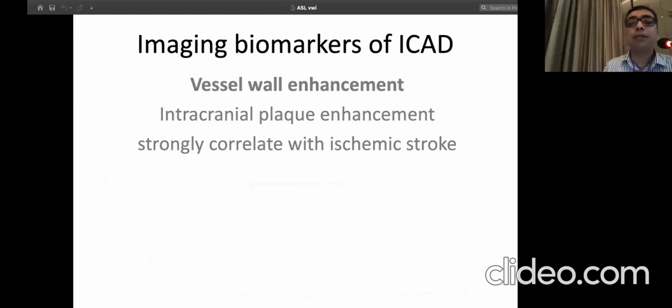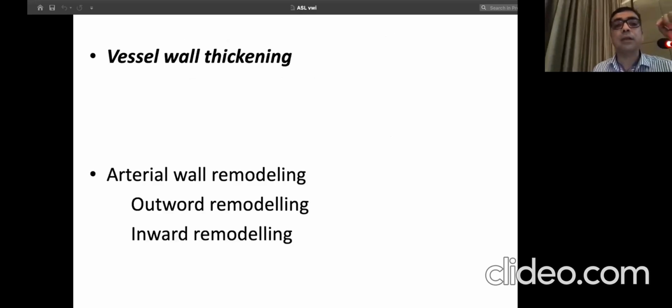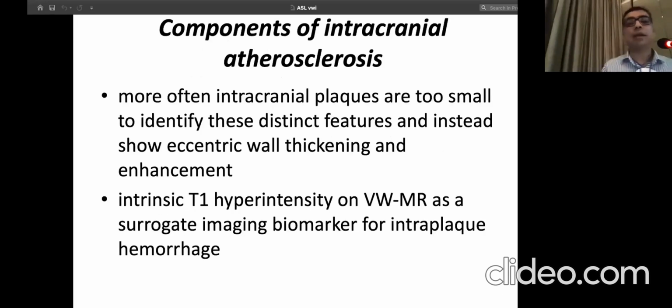The imaging biomarkers of ICAD, the vessel wall enhancement and intracranial plaque enhancement, strongly correlate with the probability of ischemic stroke with those ICADs. There is also vessel wall thickening and arterial wall remodeling, outward and inward, which happens with ICAD. The components of intracranial atherosclerosis are more visible when we can study the plaques. They are too small for these distinct features.